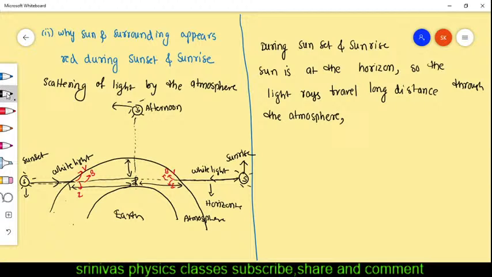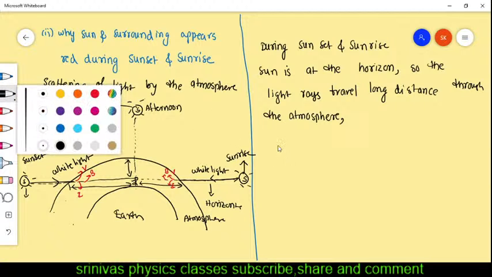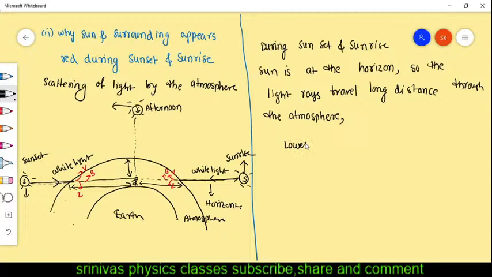White light has many colors, seven colors: violet, indigo, blue, green, yellow, orange, red. In those seven colors, the lower wavelength colors are what? The lower wavelength colors are violet, indigo, blue, and so on.